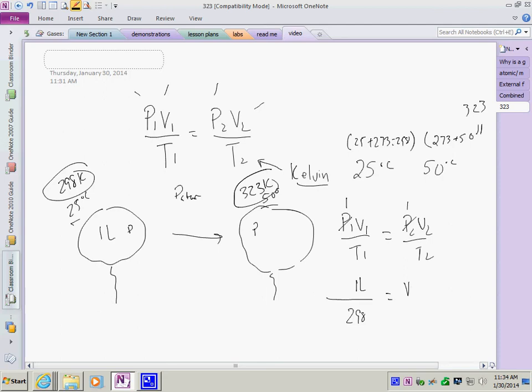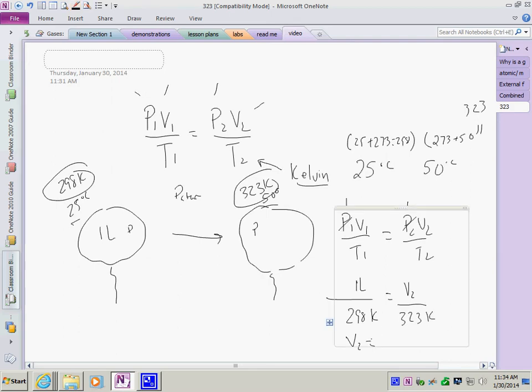Oh, that's what I'm looking for. I'll leave that in there. Temperature 2 is 323 degrees Kelvin. And you solve for V2. And you should expect it to get bigger. Is it going to double? No. In fact, it's going to get bigger, but just not a whole lot. Just some.